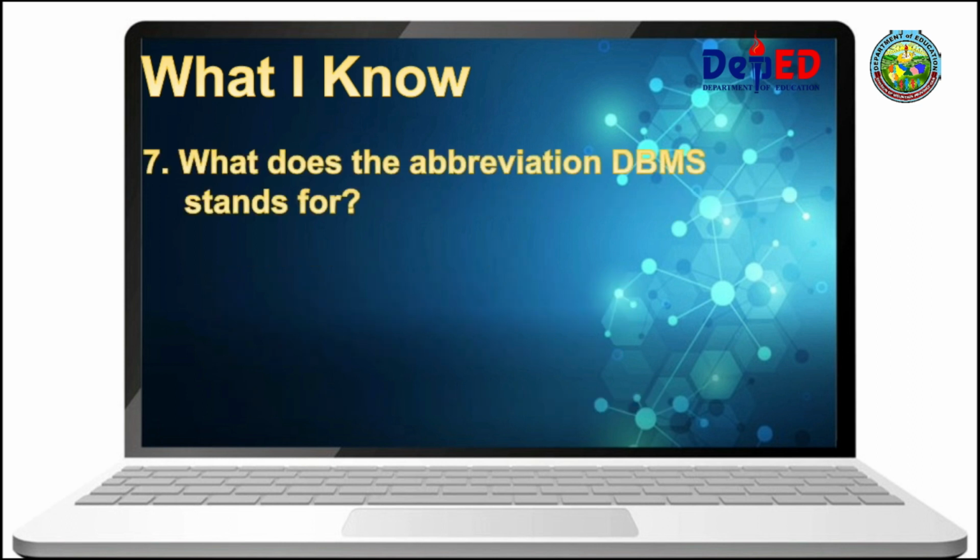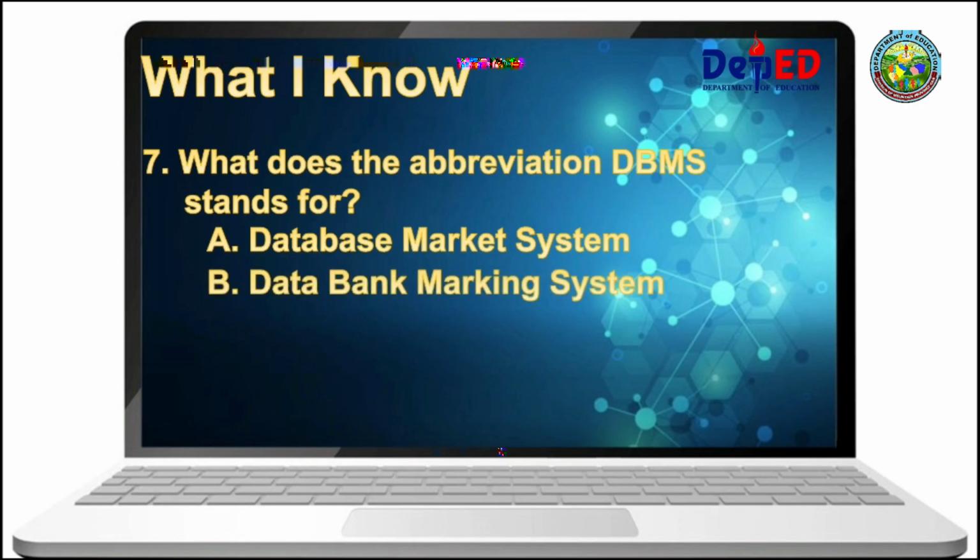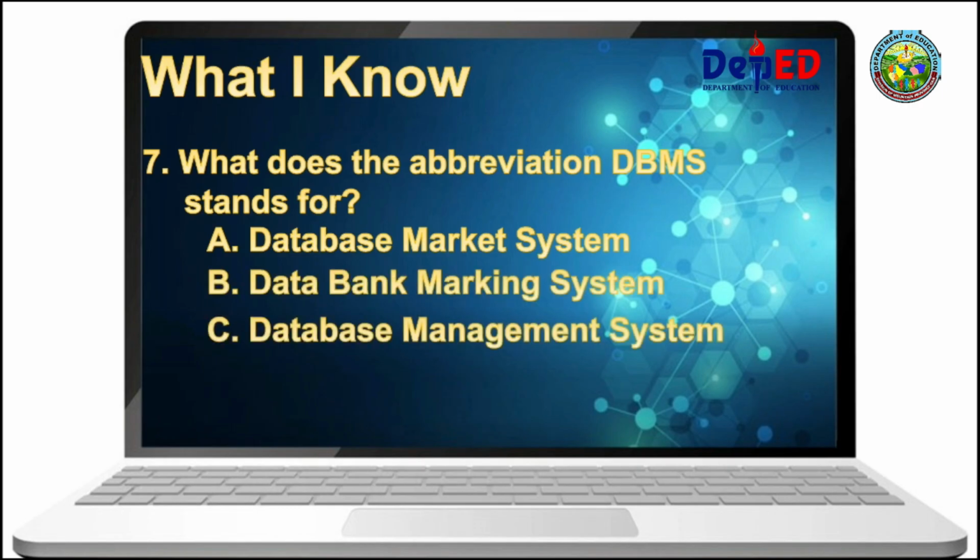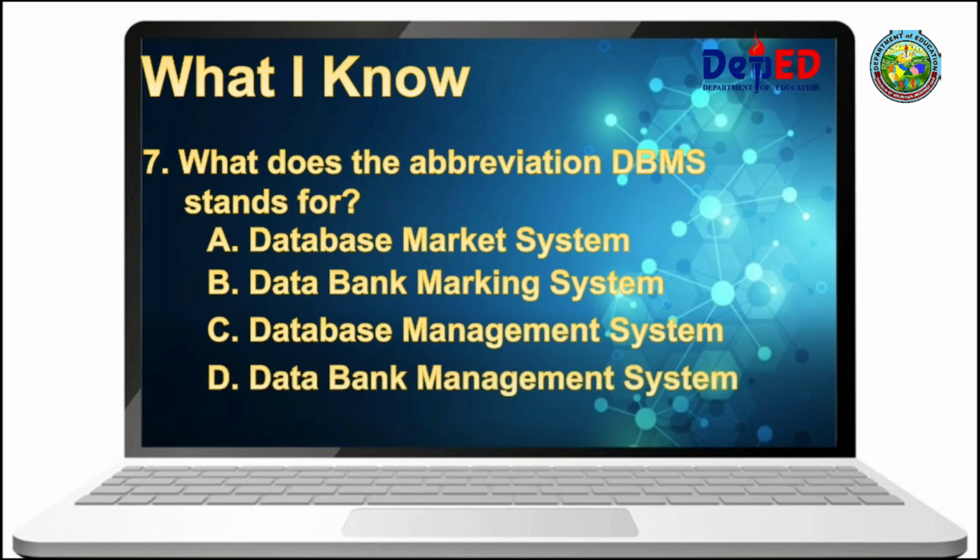Number 7. What does the abbreviation DBMS stand for? A. Database Market System. B. Databank Marking System. C. Database Management System. Or D. Databank Management System. The correct answer is C. Database Management System.